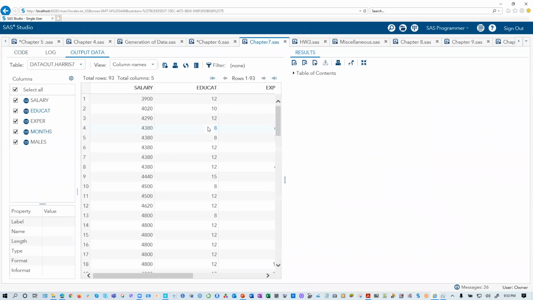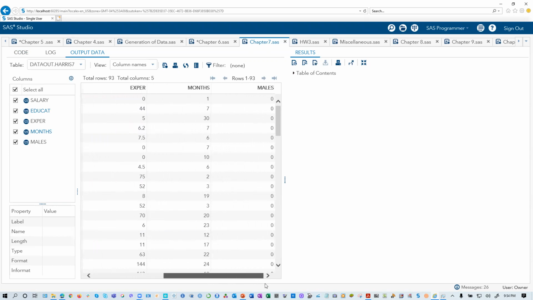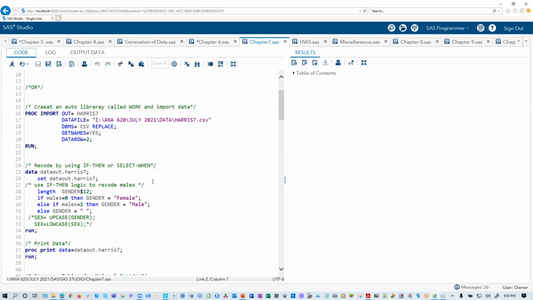That will contain what? 93 data. They will contain salary, education level, how many years of experience, months in the working months, and the gender, male or female. Okay. So if you have that one, I'm going to recode first my gender.